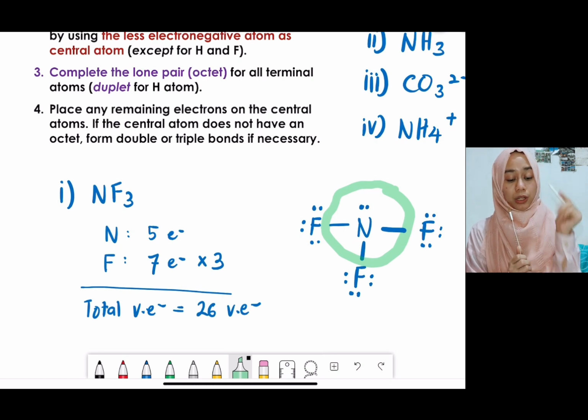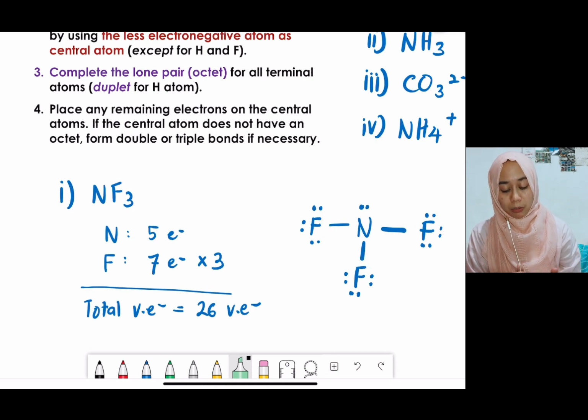Therefore, perlu ataupun tidak untuk kita form double ataupun triple bond? No, tak perlu dah. Okay, so tak perlu dah. Bermaksud setiap satu atom yang ada dalam NF3 ni semua dah mencapai octet. Tapi just double check please. Double check balik betul-betul whether betul tak dalam kita punya Lewis structure ni ada 26 elektron. Okay, so kita just double check.